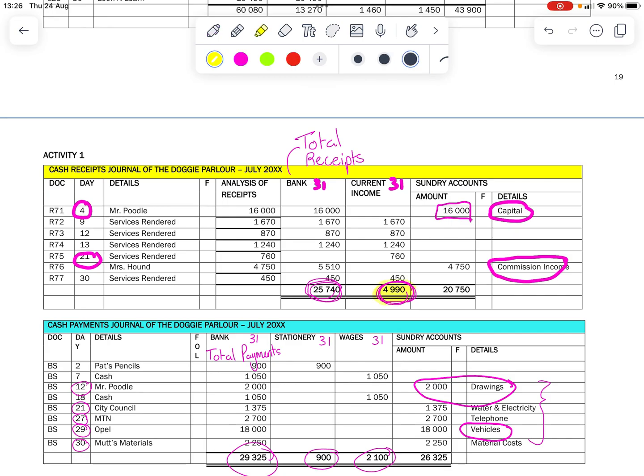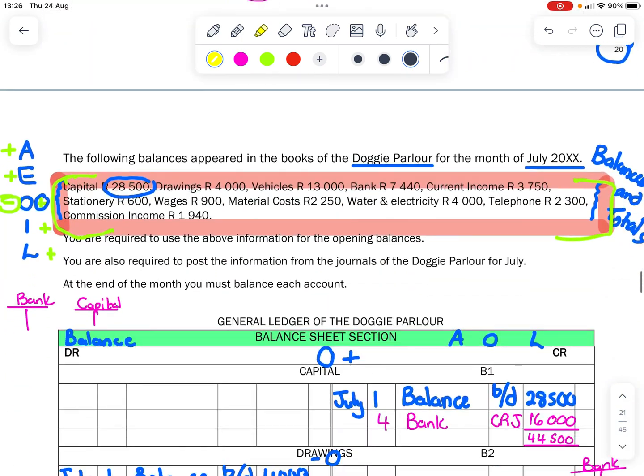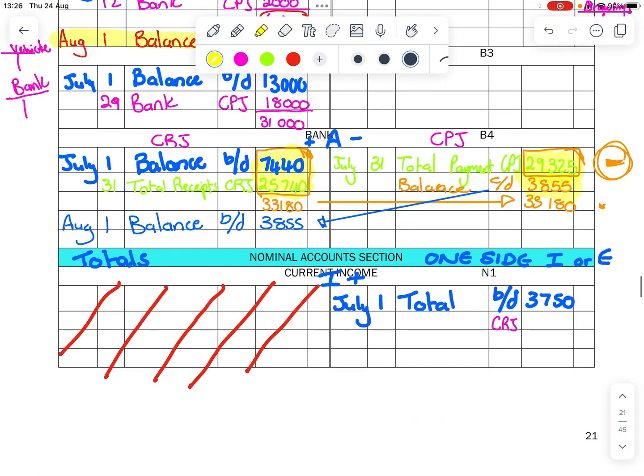and we need to take the total of that column of 4,990. The reason why we take the total of the column and not each individual is that we need to summarize what has happened so that we don't have 17 different entries in our current income column. Remember, if it has its own column, we take the last day of the month. And if we were to draw 2 T's, we would have one for current income.